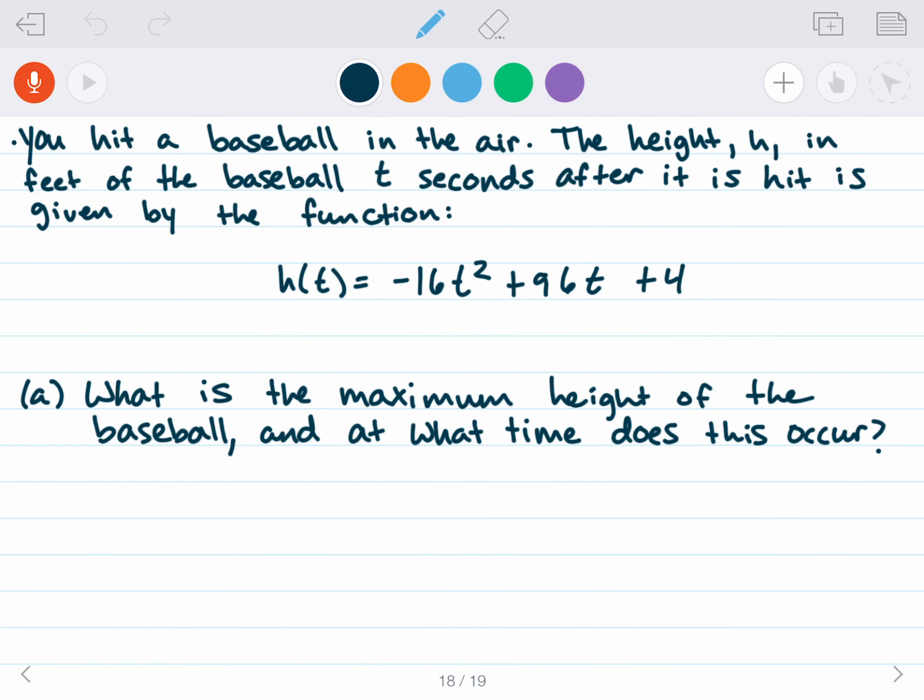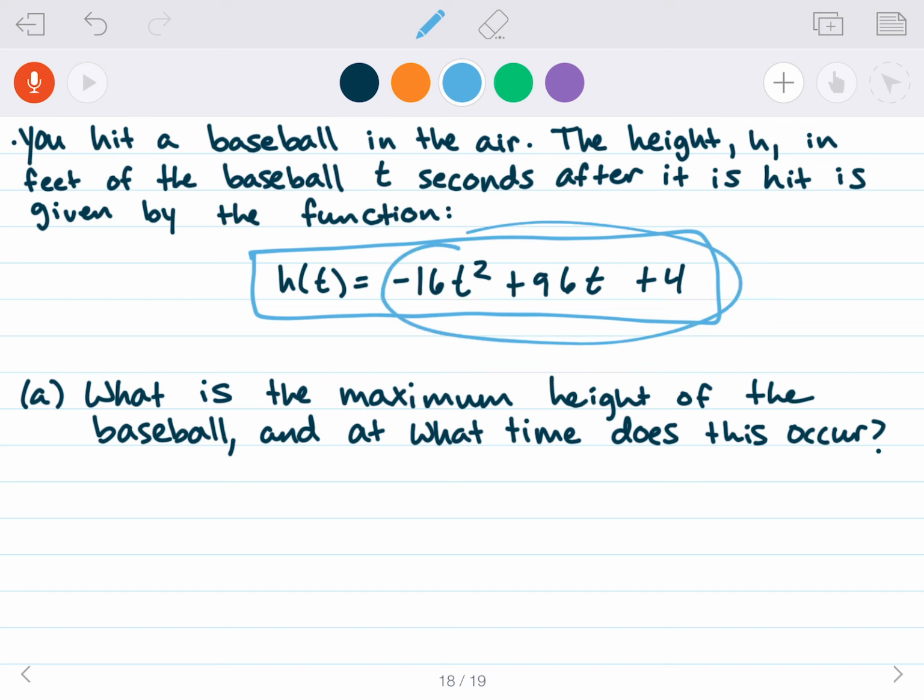Okay, you hit a baseball in the air. The height in feet of the baseball t seconds after it's hit is given by this height function. H of t is equal to negative 16t squared plus 96t plus 4. So the first thing is, what is the maximum height of the baseball? Now we know this is a quadratic because of the square on the variable. That's the highest power. So it's going to look something like this.